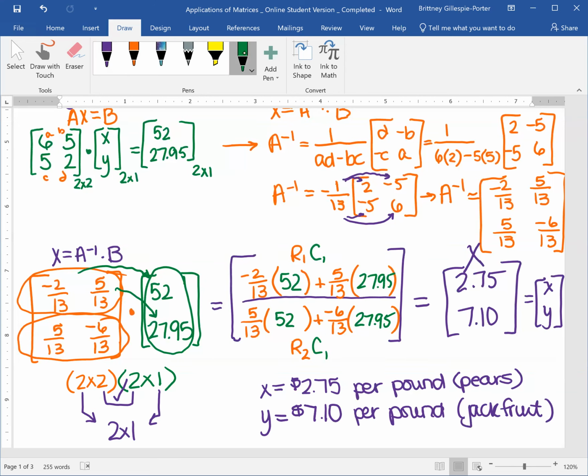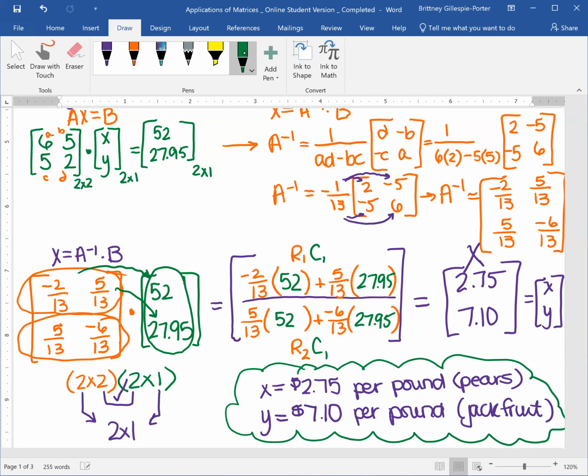Okay. So as a recap, go through, write out what they're asking you to find, write the equation, write it in AX equal to B form, find A inverse, and then multiply that guy by your B matrix, and then finally explain your answer.